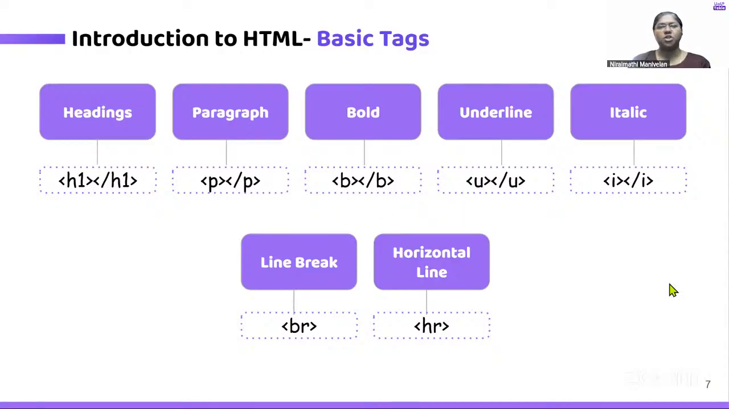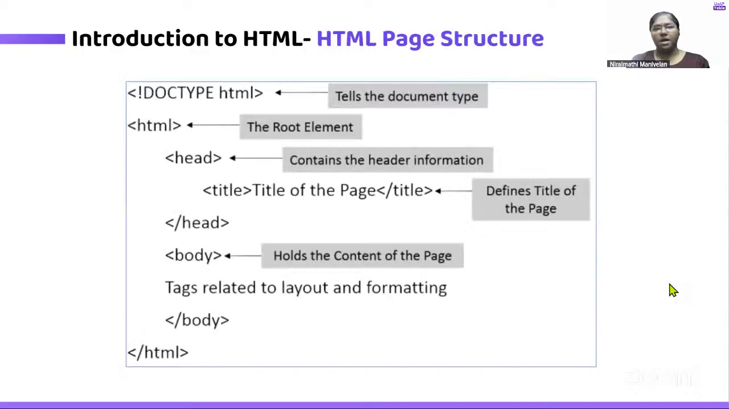Now let us understand the structure of our HTML page. The first line defines the type of the document, that it is an HTML document. Then the opening and closing HTML element is the main or root element. Inside HTML, we have two important components, head and body. Head contains the header information. We can add a title and style inside the head tag. And inside the body, we create the information or content for our web page. This is the basic HTML page structure.